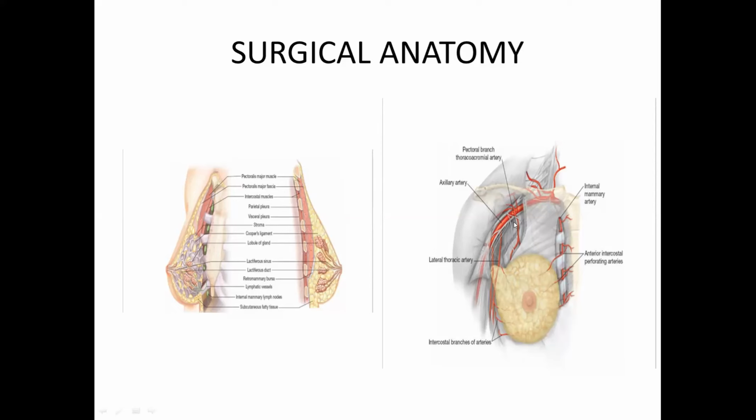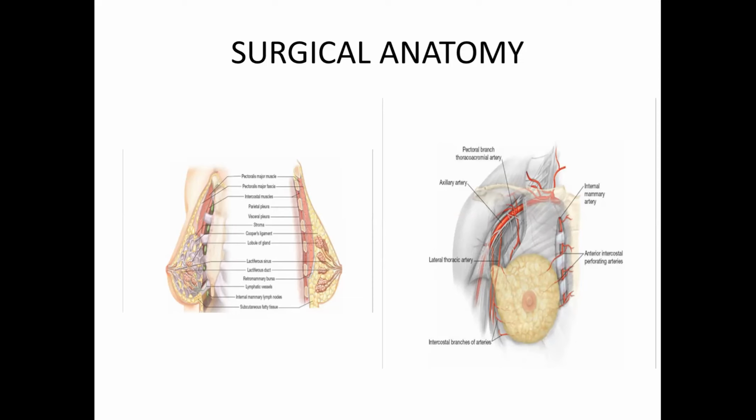The blood supply to the breast is primarily by the lateral thoracic artery and the pectoral branch of the thoracoacromial artery, which are branches from the axillary artery. It also has branches from the second to sixth posterior intercostal arteries, and perforating branches from the internal mammary arteries. Venous drainage is into the corresponding veins, into the axillary vein, as well as the internal mammary, which empties into the subclavian vein.